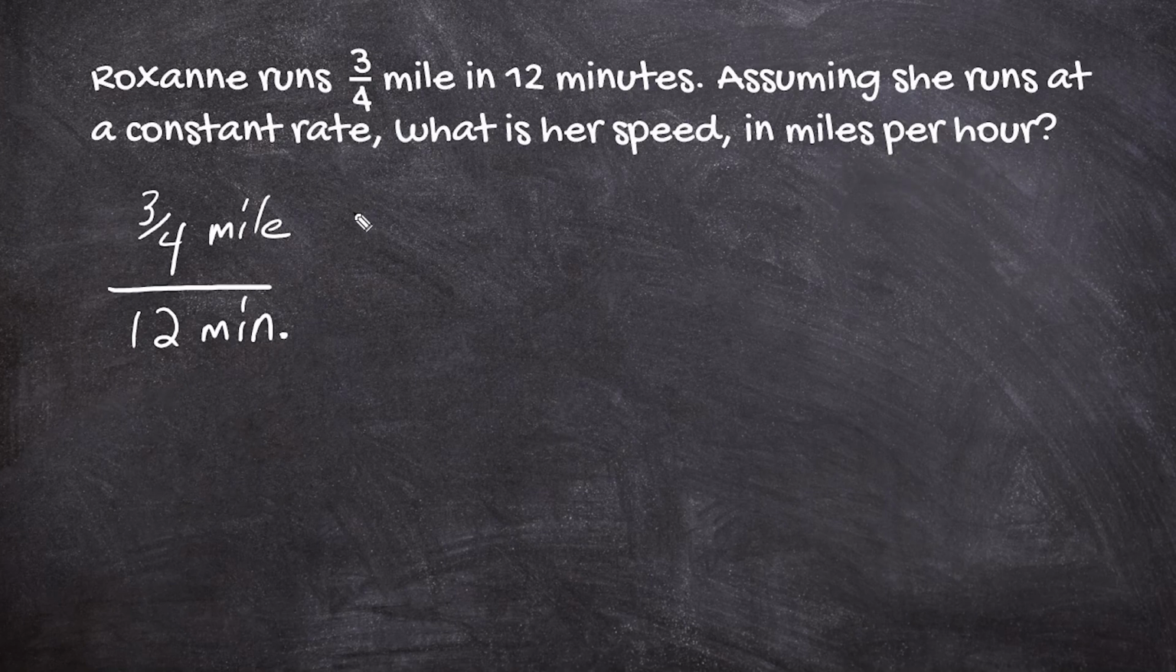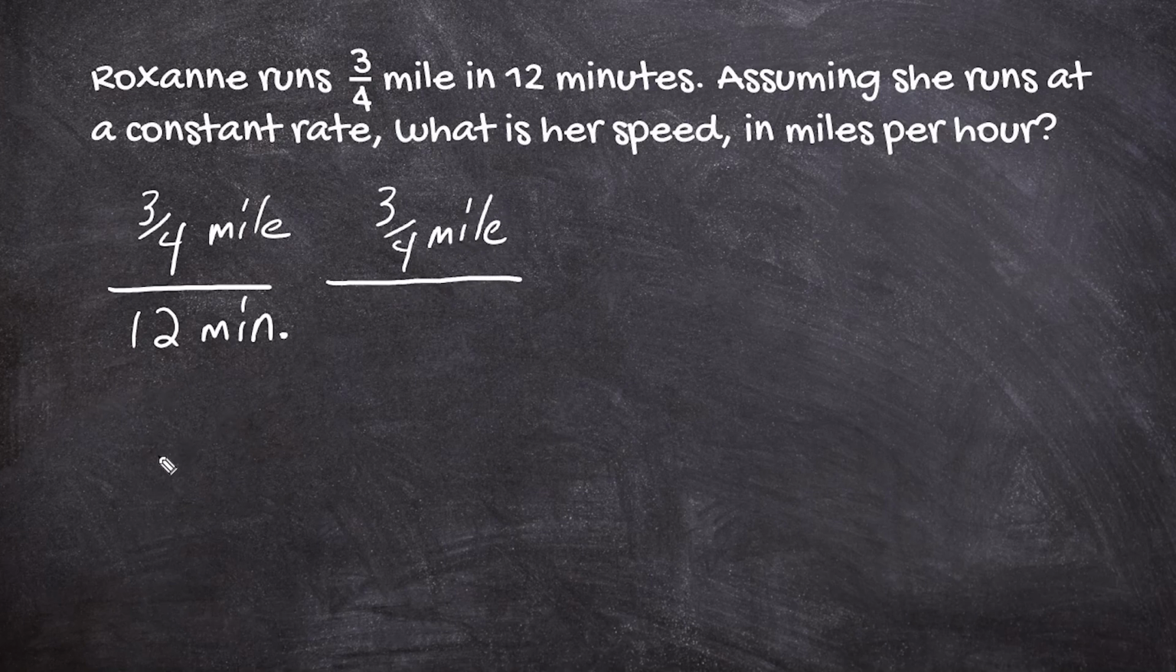unit rate. Now, to convert any rate into a unit rate, you simply take the numerator and divide by the denominator. But we have to be a little bit careful with this problem because the original rate is in miles per minute, and we have to express our unit rate in miles per hour. So what we have to do first is convert this 12 minutes into hours. So what we're going to do is just write 3/4 of a mile for our numerator. That's not going to change.